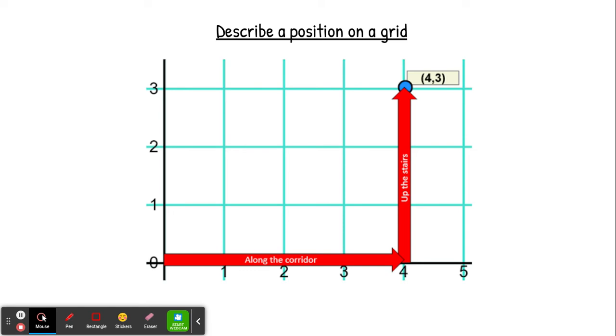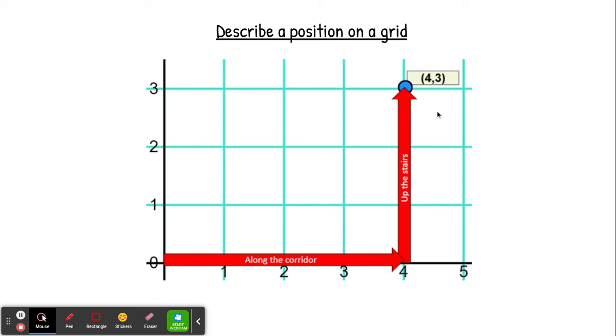Now a little technique I like to use to help me remember is called along the corridor and up the stairs, because the number we describe first is the number that goes along the bottom. So we can remember that as along the corridor. And then the next number we write within our grid coordinates is the number that is up the stairs.